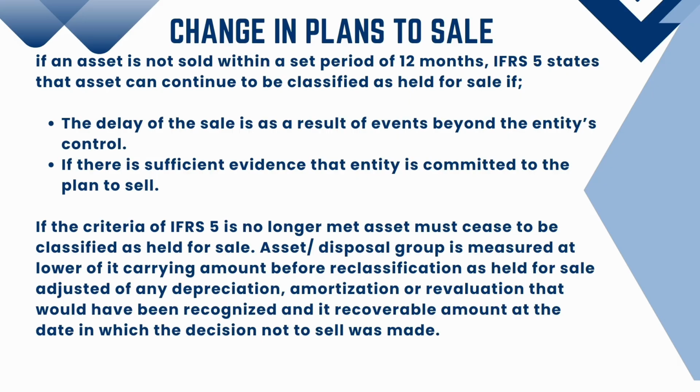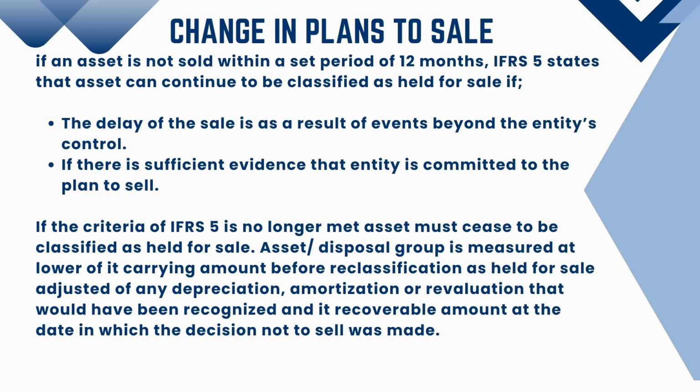So now, what does IFRS 5 say we should do in this situation? According to IFRS 5, if an asset is not sold within a period of 12 months, that asset can continue to be classified as a non-current asset held for sale if it meets the following criteria. We know we said that it should be sold within a period of 12 months, but if something happens and that asset has not been sold, IFRS 5 says we should continue to classify it as a non-current asset held for sale as long as it meets these criteria.